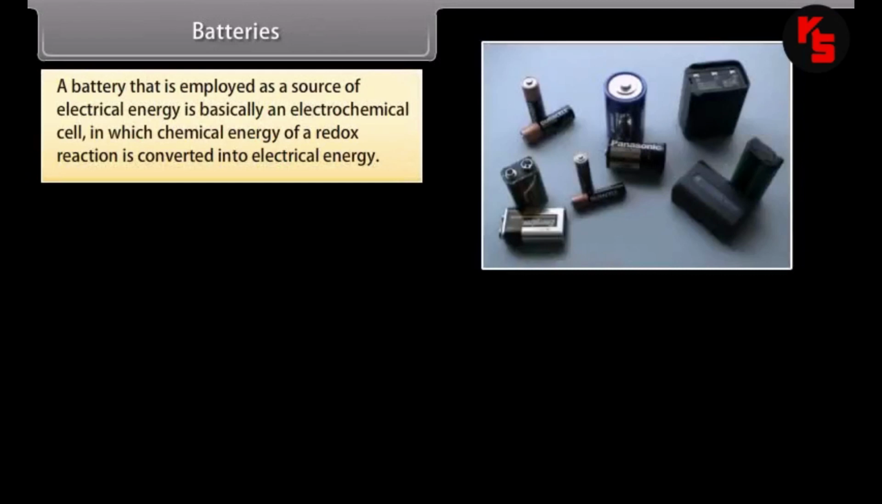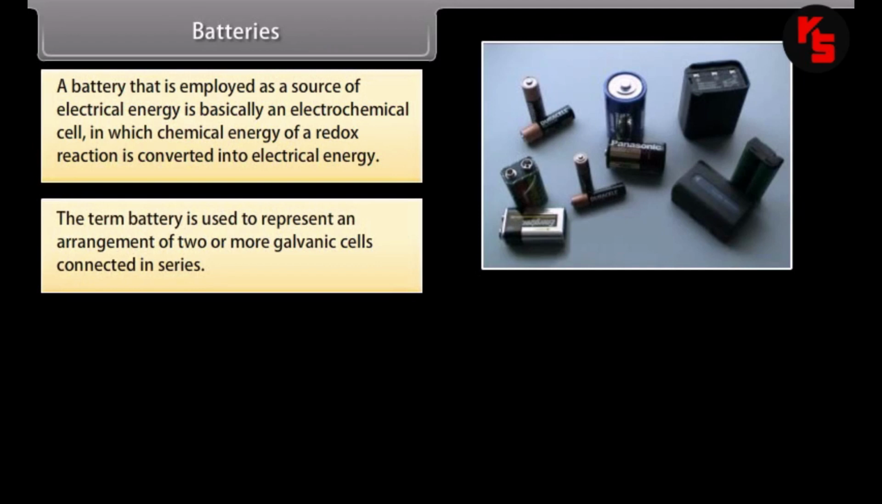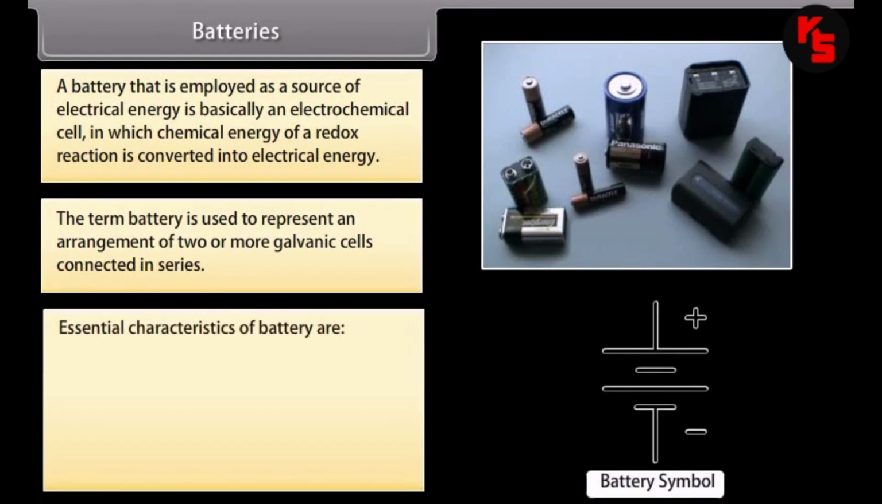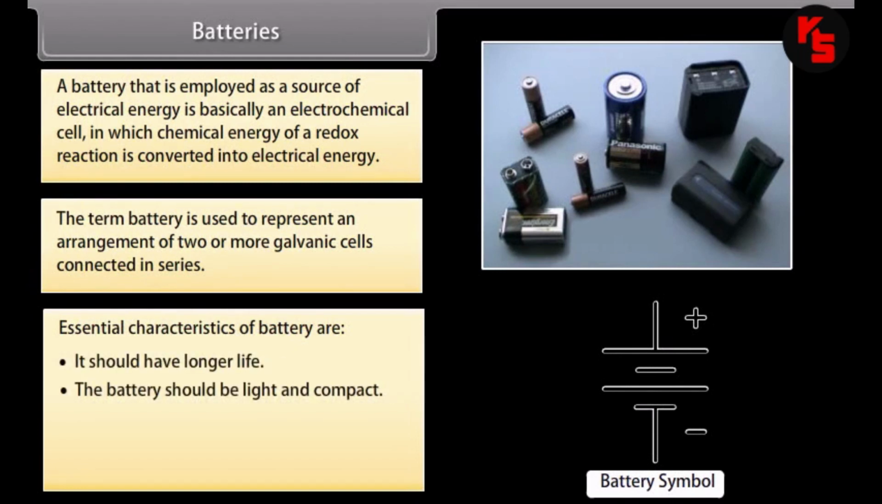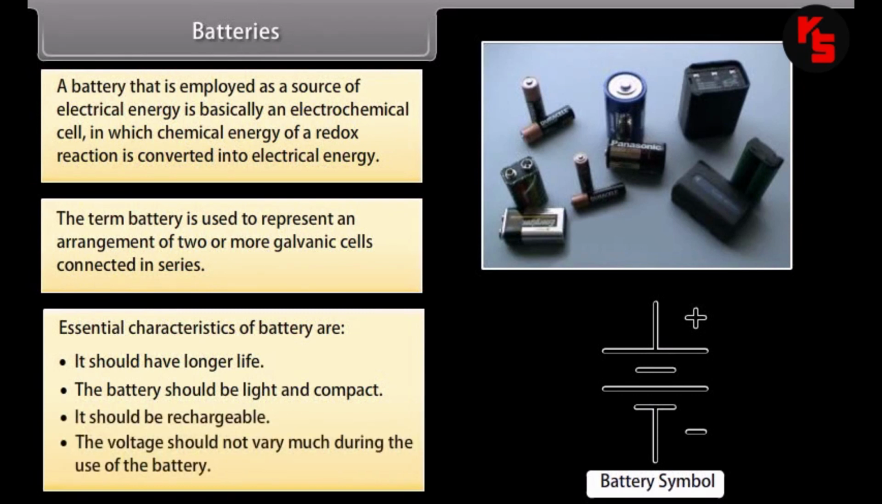Batteries. A battery that is employed as a source of electrical energy is basically an electrochemical cell, in which chemical energy of a redox reaction is converted into electrical energy. The term battery is used to represent an arrangement of 2 or more galvanic cells connected in series. Essential characteristics of battery are: it should have longer life, the battery should be light and compact, it should be rechargeable, and the voltage should not vary much during the use of the battery.